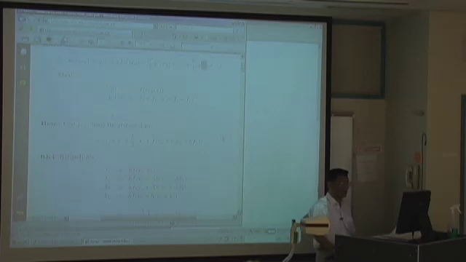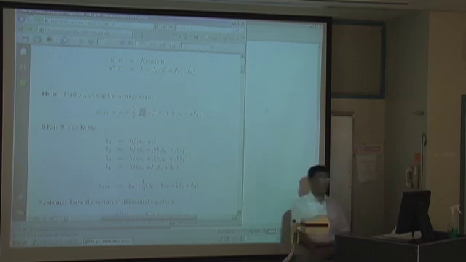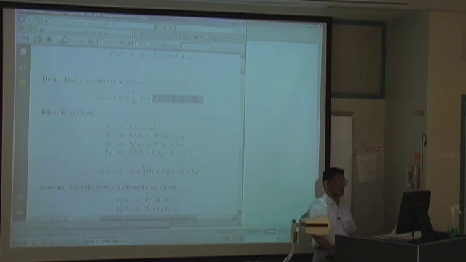So Pauli did the modification. Instead of just multiplying by fn, he averaged fn and f of the next value, right? So the average of this value is used instead of just fn. This is Heun's, and people studied it further, and Runge-Kutta developed a fourth order accuracy method.